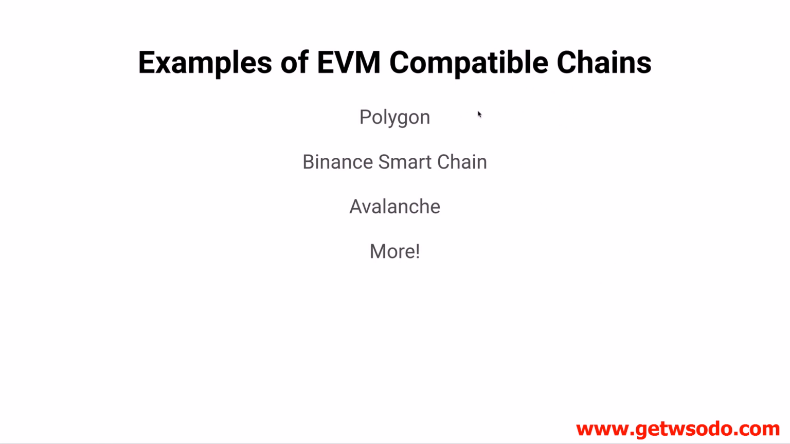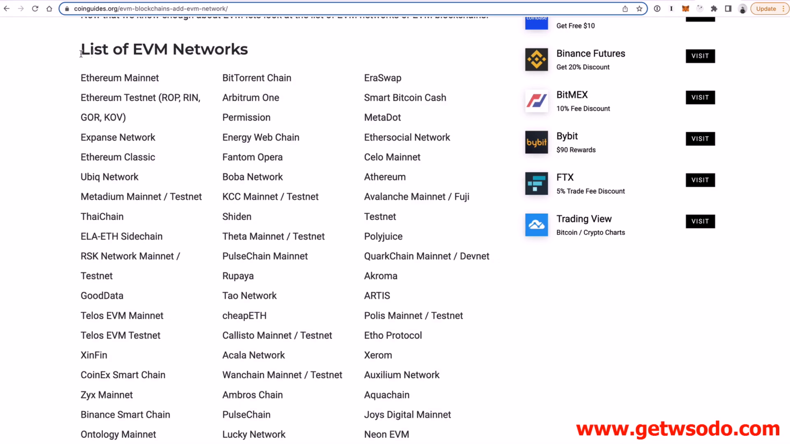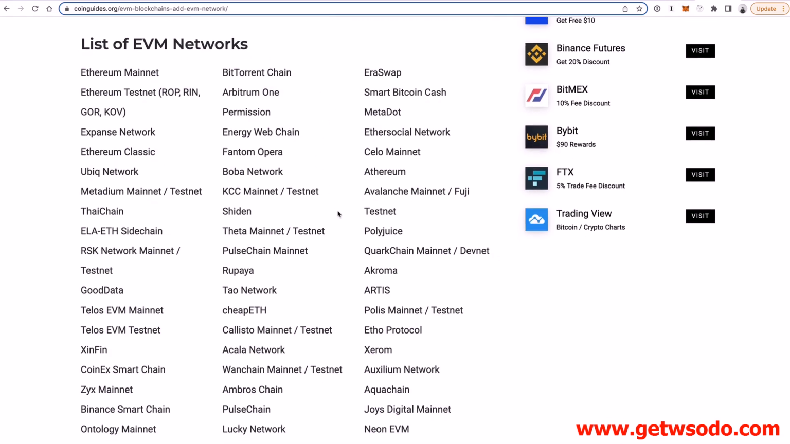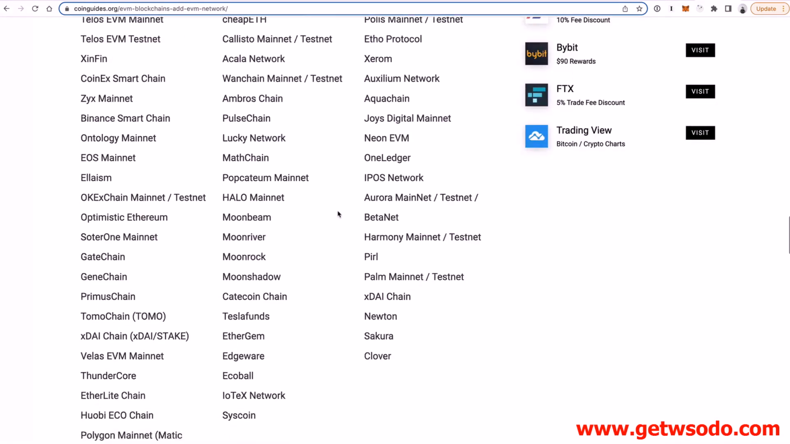So there are lots of Ethereum virtual machine or EVM compatible chains out there. Some really popular ones right now are Polygon. You might have also heard this called Matic. Okay, there's a cryptocurrency associated with that. Binance Smart Chain, or BSC. There's Avalanche, and a whole lot more. And you can see a list here of EVM networks, a complete list that's dozens and dozens of different blockchains.